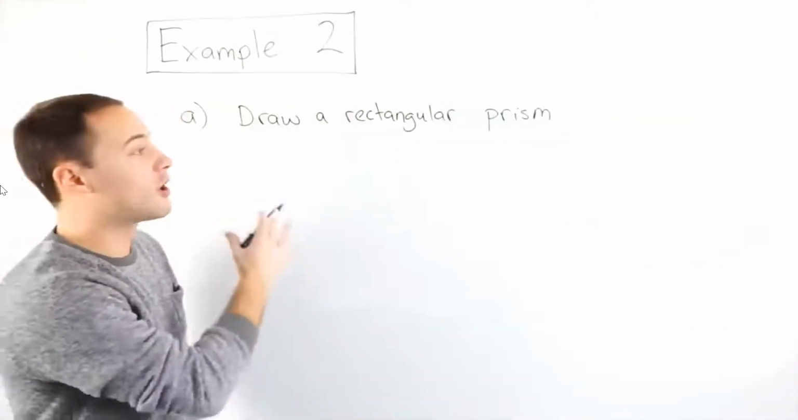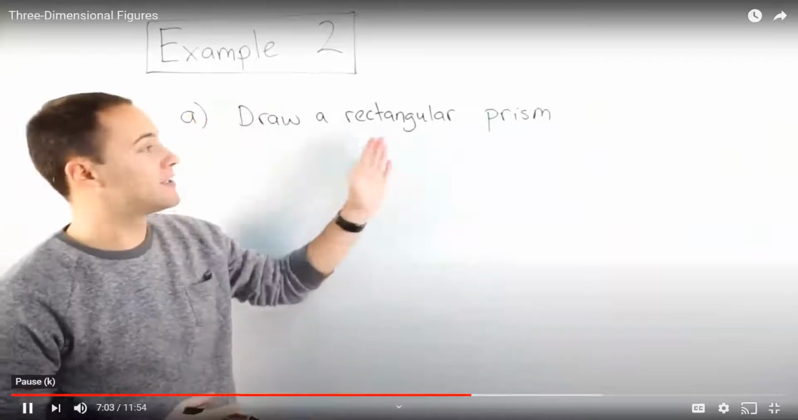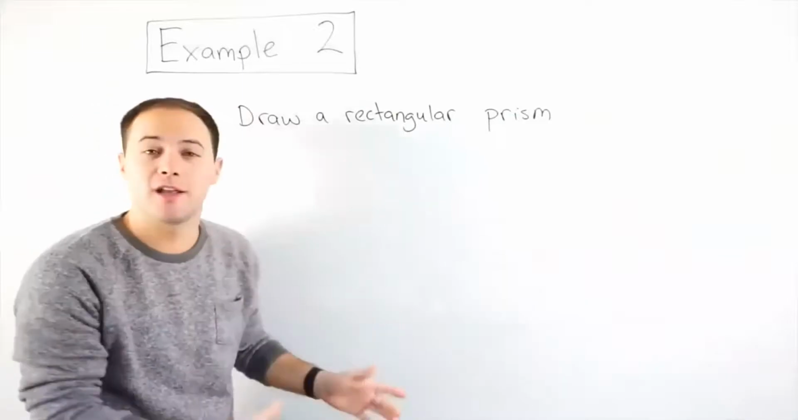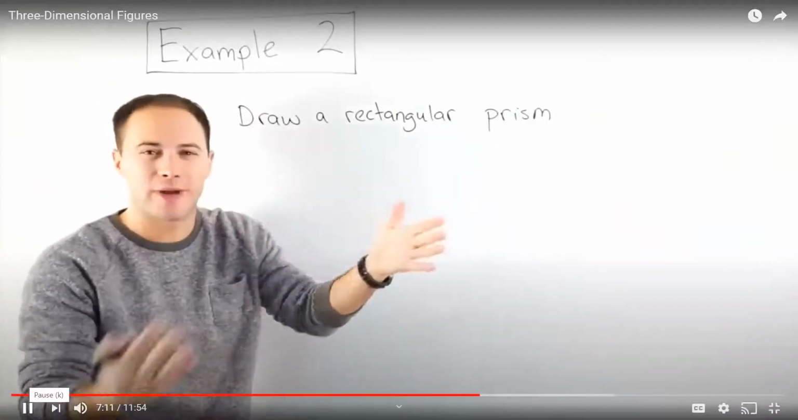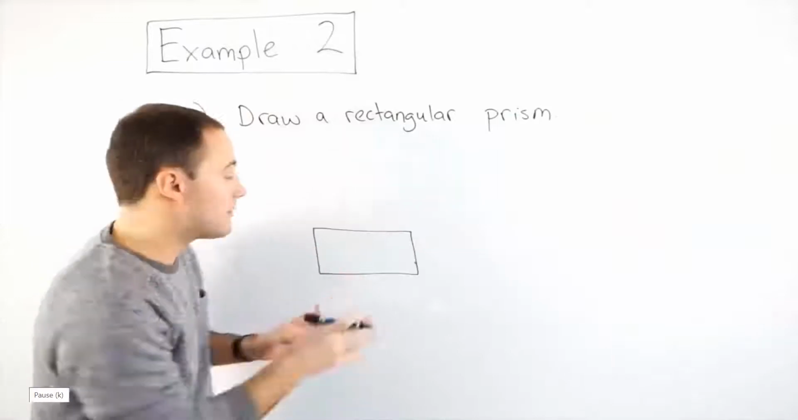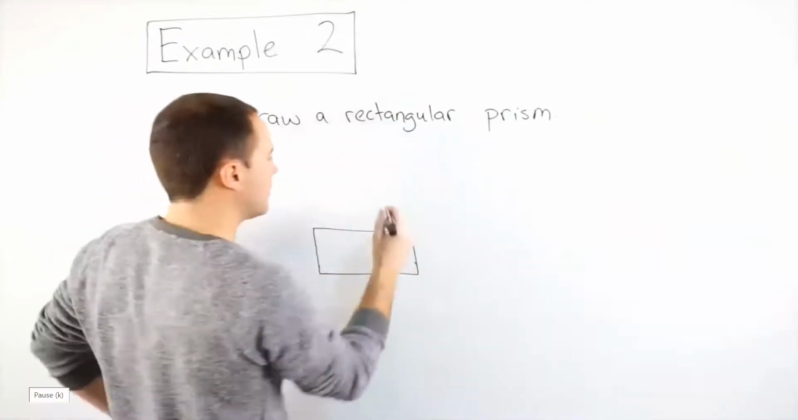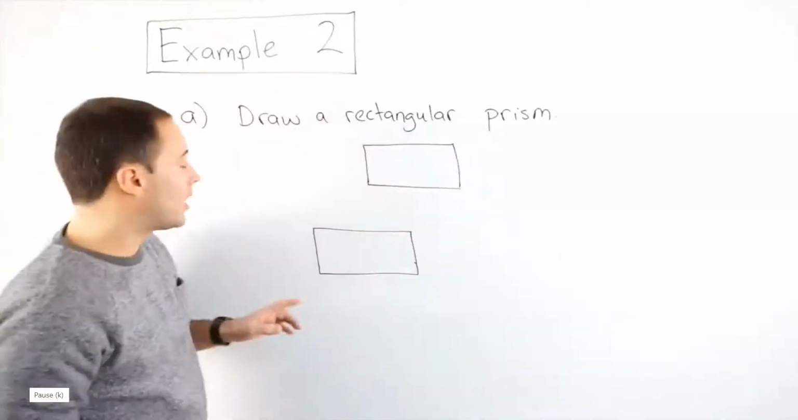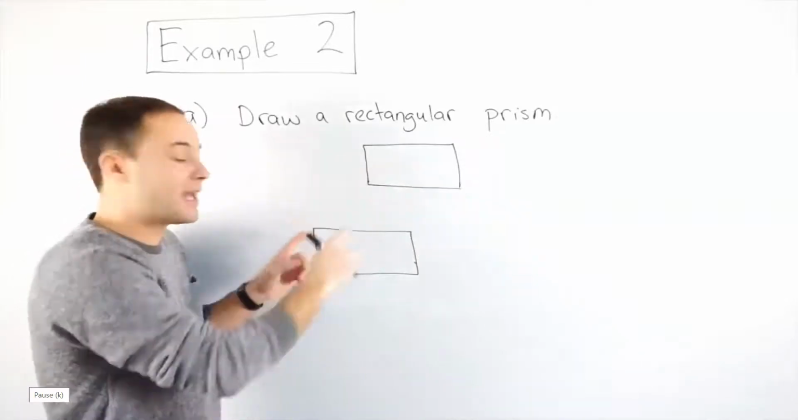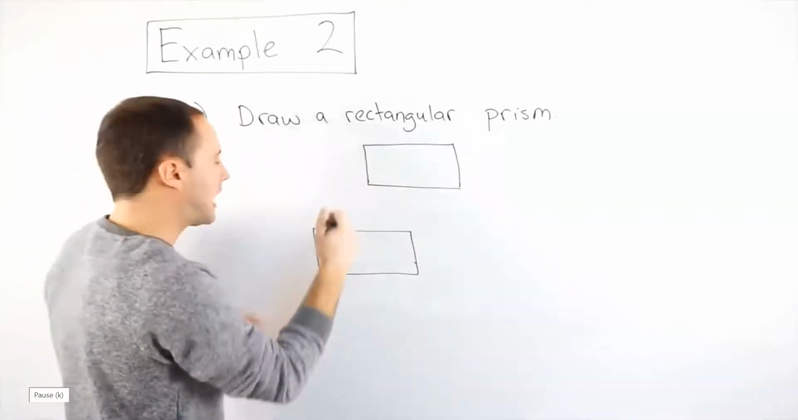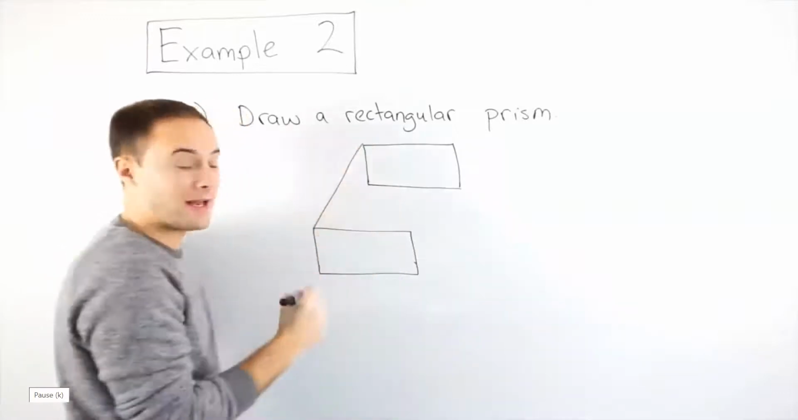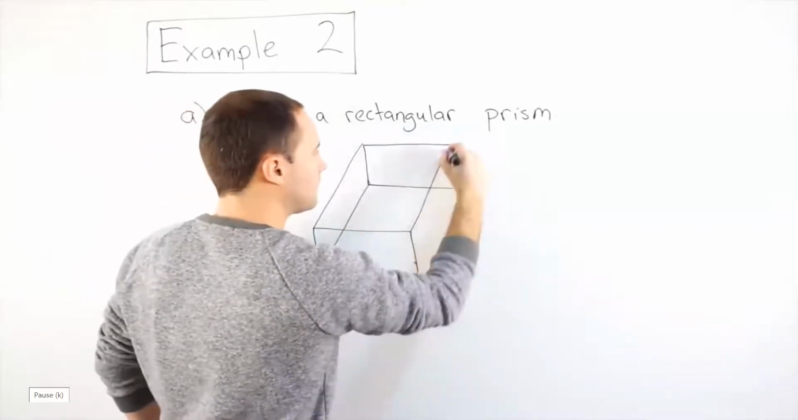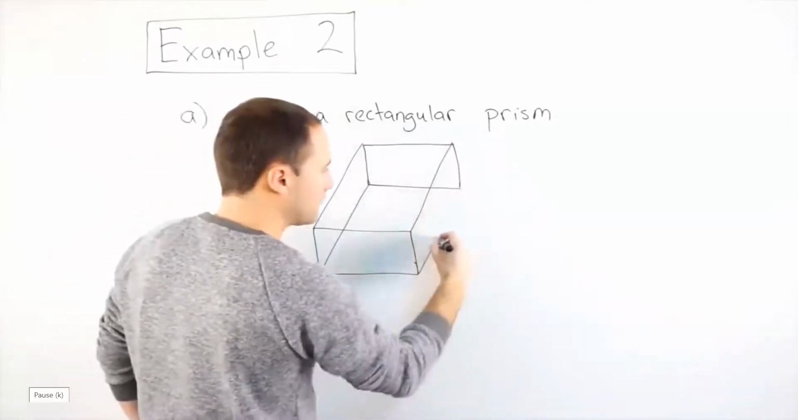Okay, example 2. Draw a rectangular prism. Now, it's a rectangular prism, which means the bases need to be rectangles. So to draw it, you need two identical rectangles. So I'm going to start with the first one. Next step, you just go up and over a little bit to draw your second and try to make it identical to this. At this point, all you need to do is connect the corresponding angles. So top left, I connect with top left, like that. Bottom left with bottom left, top right with top right, and bottom right with bottom right.